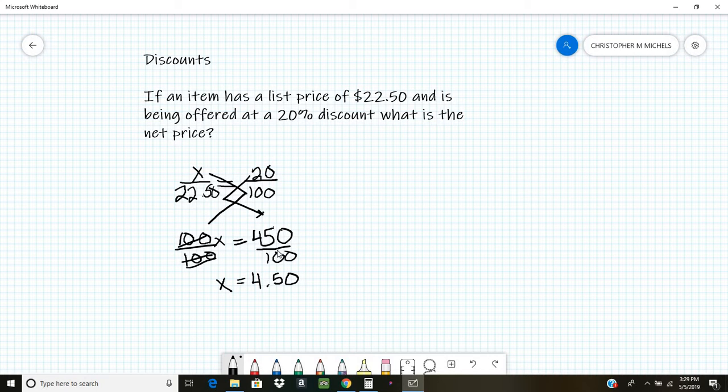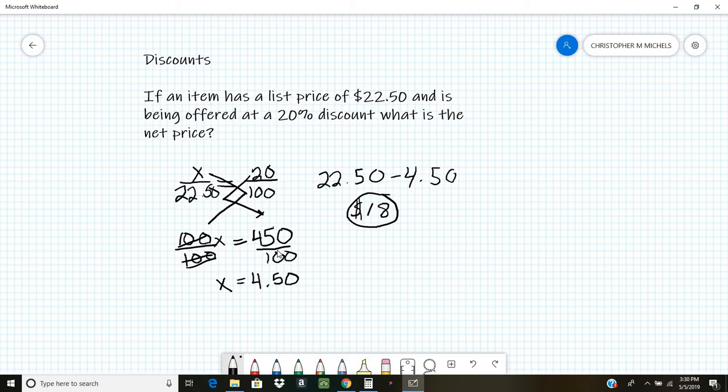Because they asked for the net price, not the discount, we have to take that amount and subtract it from the original price. So we have 2250, and I subtract 450 from that. A quick arithmetic gives me a final net price of $18, which seems a little more feasible when you're only getting 20% off.